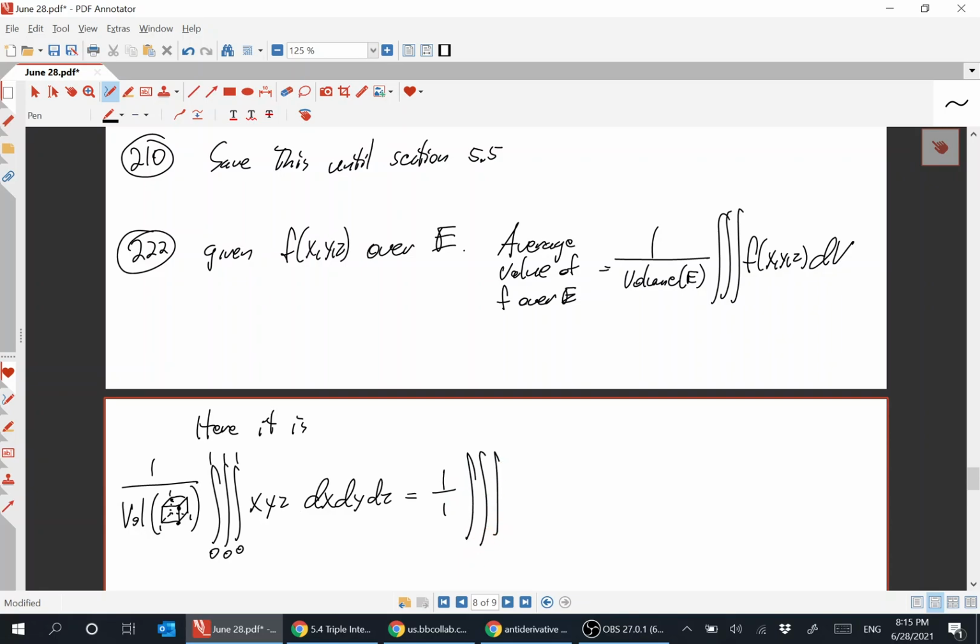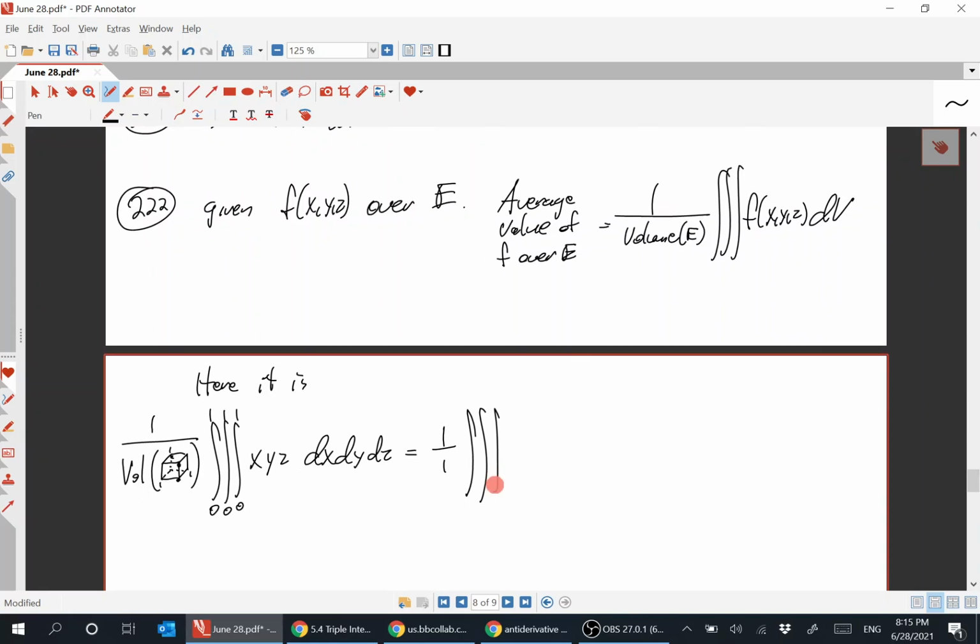Any guesses as to what that average value is going to be? Well, since the function is xyz, what's the average value of the function x from 0 to 1? It's a half. The average value of the two-variable function xy over the square is going to be a half times a half, a quarter. This one's going to be an eighth, half times a half times a half, I bet. So let's check it out.